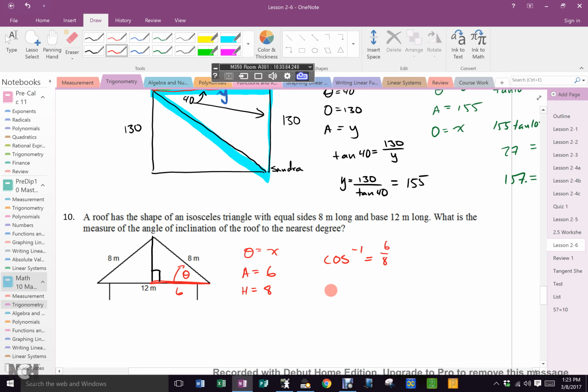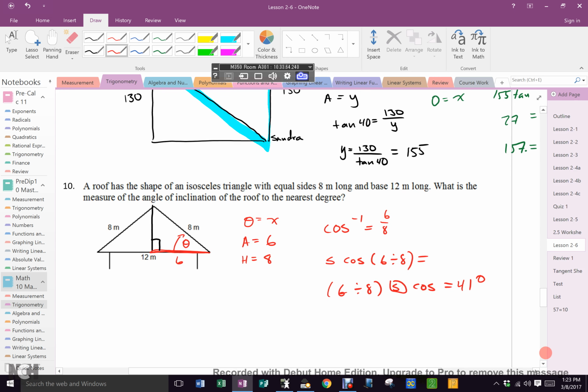Depending on the calculator, it's either shift, cos, bracket, 6 divided by 8, bracket, equals, or bracket, 6 divided by 8, bracket, shift, cos. And then it might need an equals or it might not. And what is your answer? 41. And that's perfect. Is everyone okay with that? Once, twice, thrice? All right.